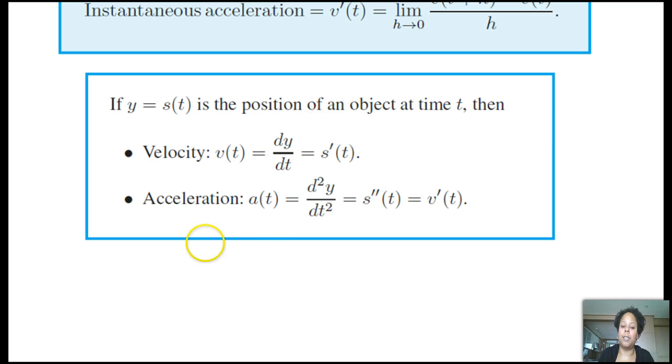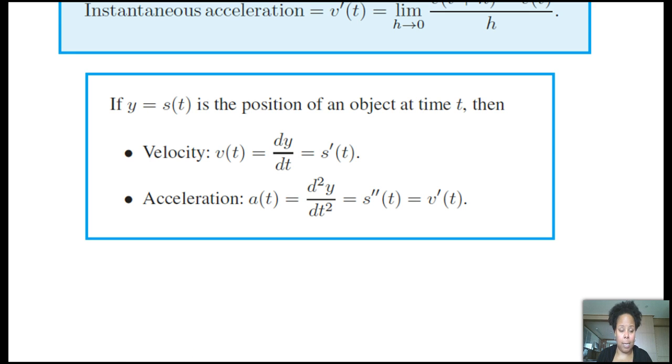And the acceleration function is the first derivative of the velocity function, which is the second derivative of the position function, which can be represented as the second derivative of y, or d squared y over dt squared. And we're going to look at problems where we use all of those three together.